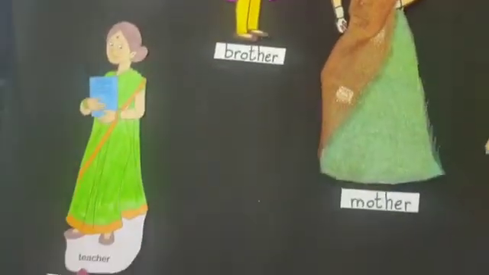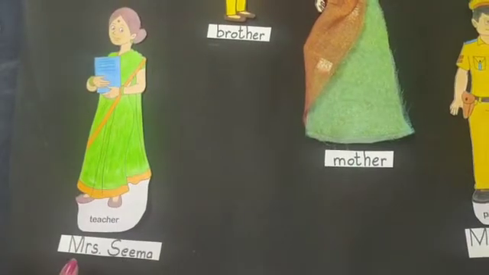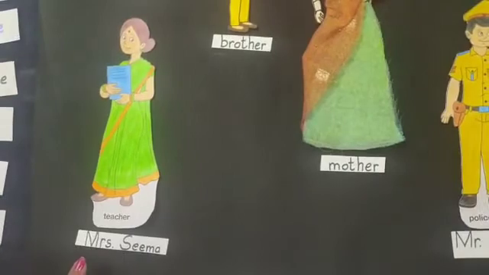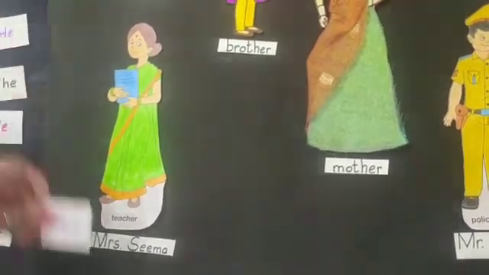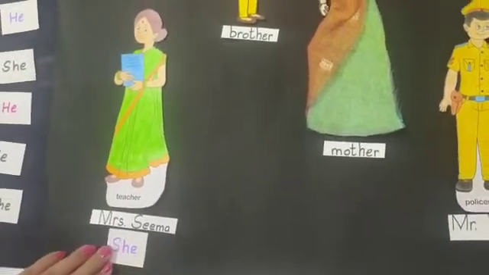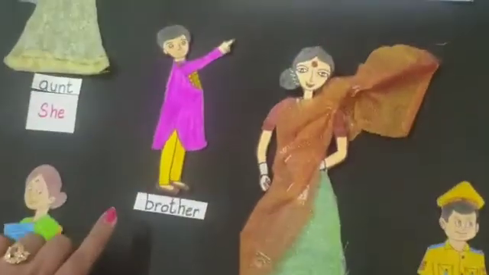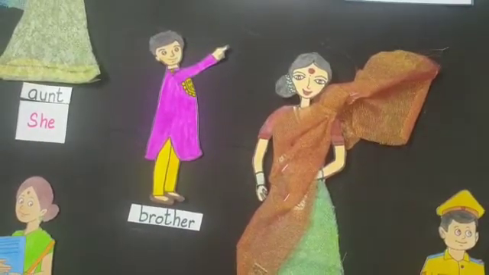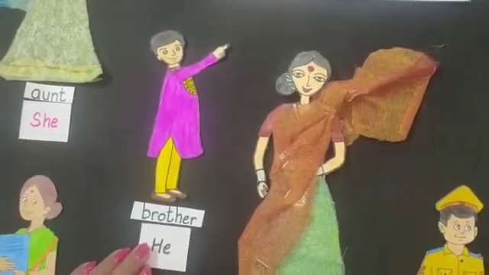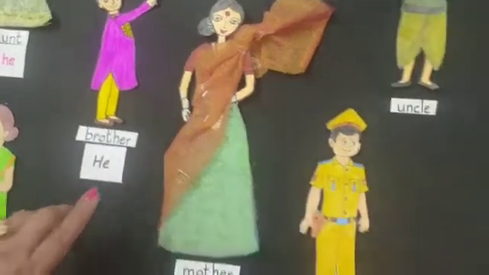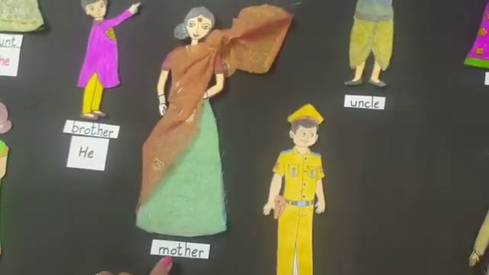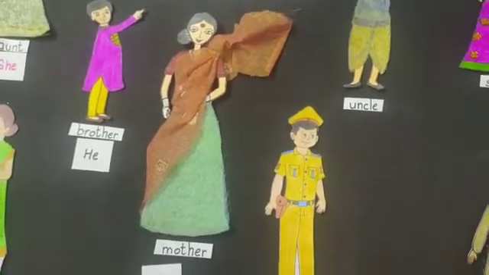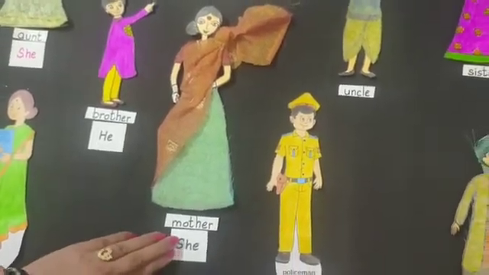Next picture is of a teacher. Her name is Mrs. Seema. So Mrs. means he or she? Yes, it is she. So we'll place she right here. Then we have a picture of brother. Brother is he or she? You're right. He. So we place it right here. Then we have mother. Mother is a he or a she? Right. She. So we will place she right here.